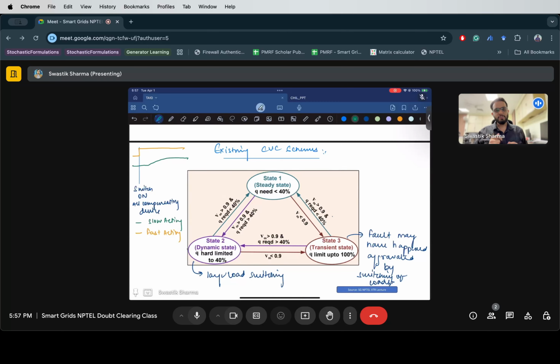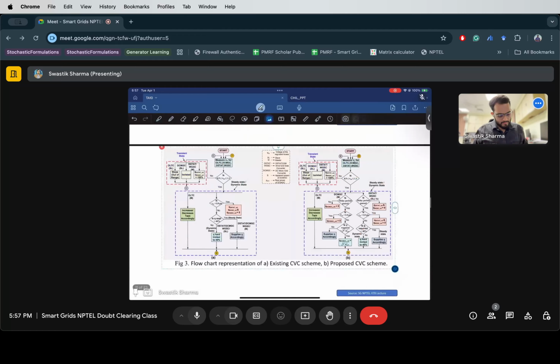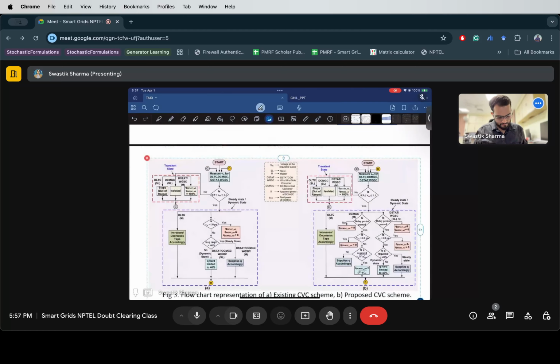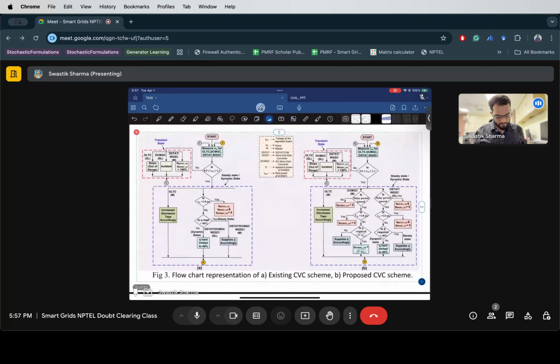So we need to make sure that the existing CVC schemes can account for how much delay the slow acting devices will produce. But at the end of the day, slow acting devices are the most reliable devices because they will ensure that there is at least 0.0625 per unit of increase in your voltage level, right? That is what the instructor discusses over here.